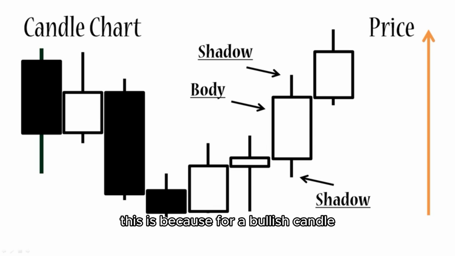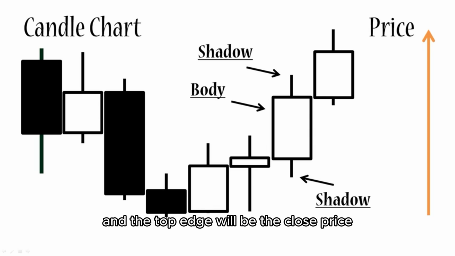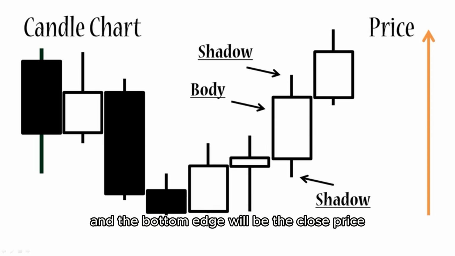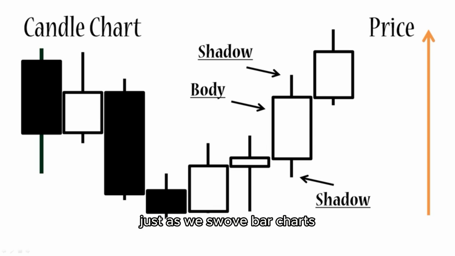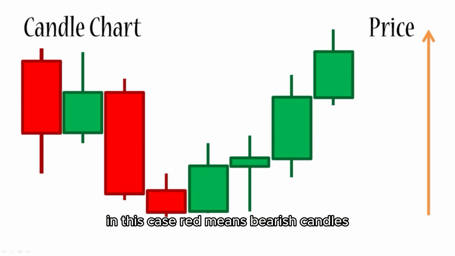This is because for a bullish candle, the bottom edge will always be the open price and the top edge will be the close price, whereas for a bearish candle, the top edge will be the open price and the bottom edge will be the close price. Also, candle charts can sometimes be colored, just as we saw with bar charts, and that helps traders see patterns quicker. In this case, red means bearish candles, green means bullish candles.